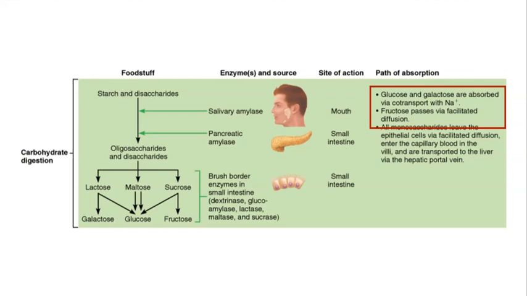We also see that brush border enzymes will break down disaccharides, that is, substances like lactose, maltose, and sucrose, into their component monosaccharides. Lactose is digested into galactose and glucose. Maltose is digested into two glucose molecules, while sucrose is digested into glucose and fructose. Glucose and galactose are co-transported across the intestinal mucosa and into the bloodstream along with sodium.